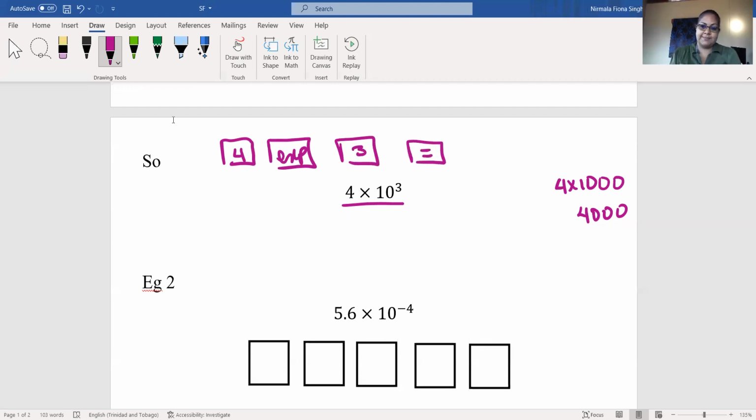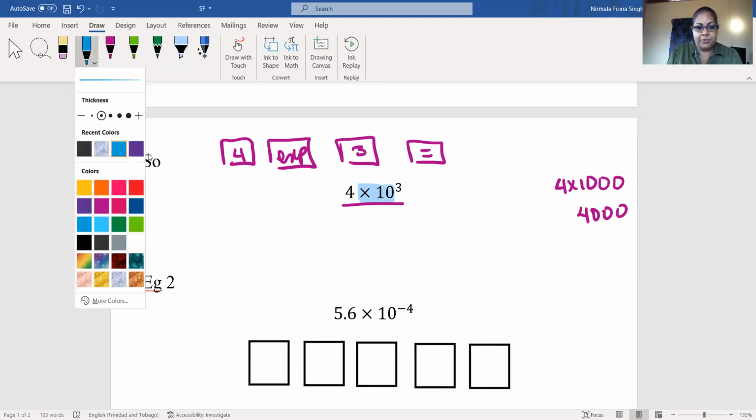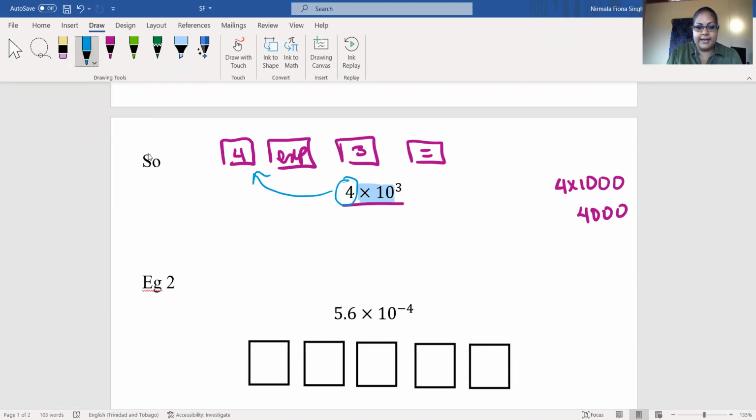Everybody try that for me, tell me what you get. Yes, miss, I get 4,000. Yes, miss, me too. All right, very good. Because as we can see, the EXP covers this part. This is what EXP does. So what you have to do is put in the 4, which is the number in front. Then you put in the number which is your index, and then you hit the equal sign.